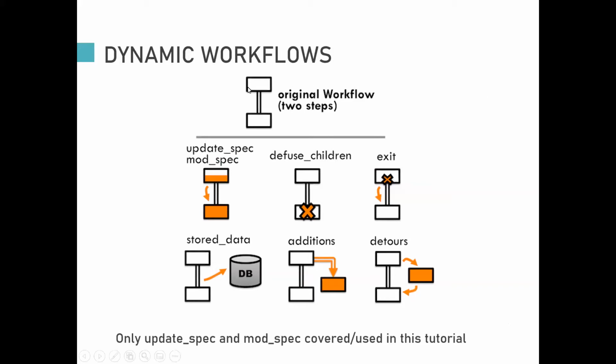So imagine you have an original two-step workflow like this, okay? The simplest thing to do is to pass information with this update specification, modify specification. But then you can do other things like not do the next step, exit the step, store to the FireWorks database. So this is not the results database. But you can also, as I was mentioning before, add steps or add detours, and you can add many things in a given workflow if you wish.